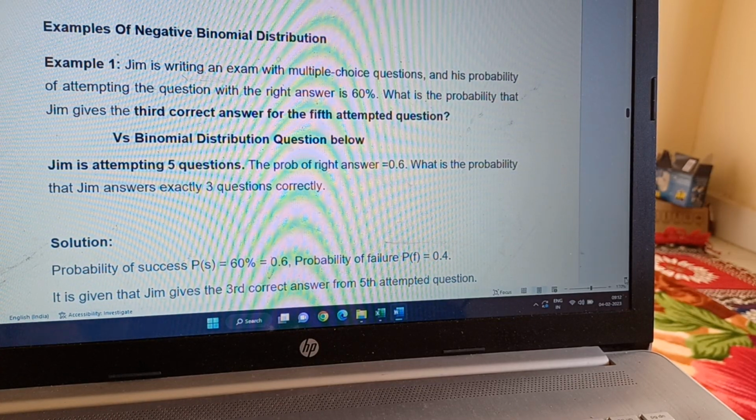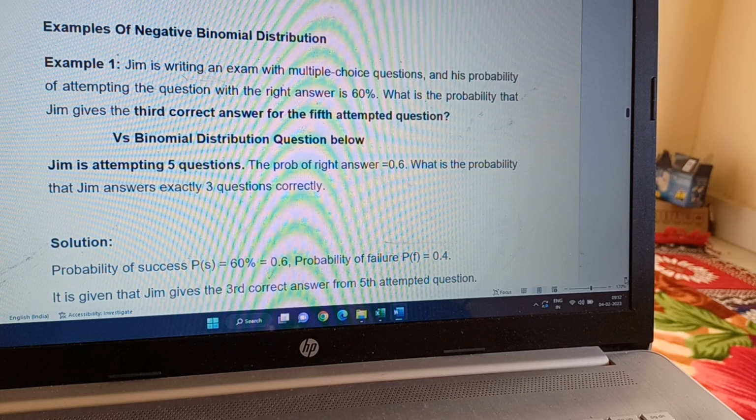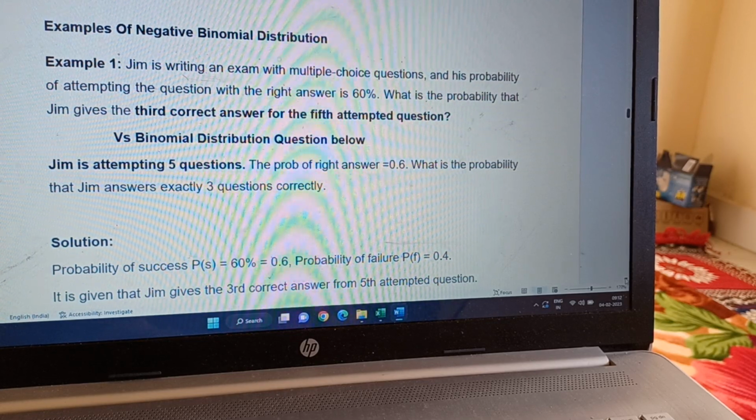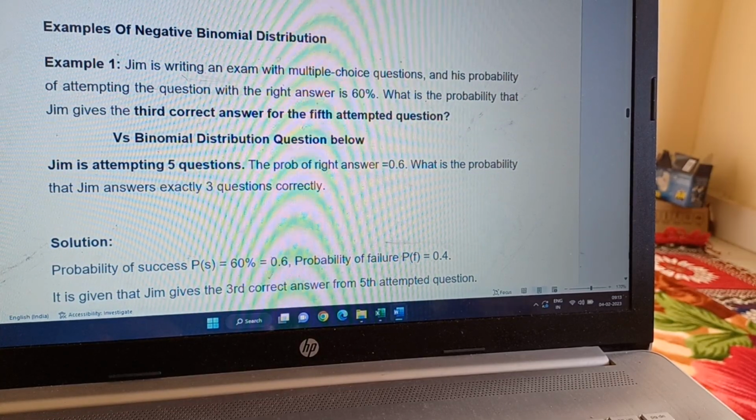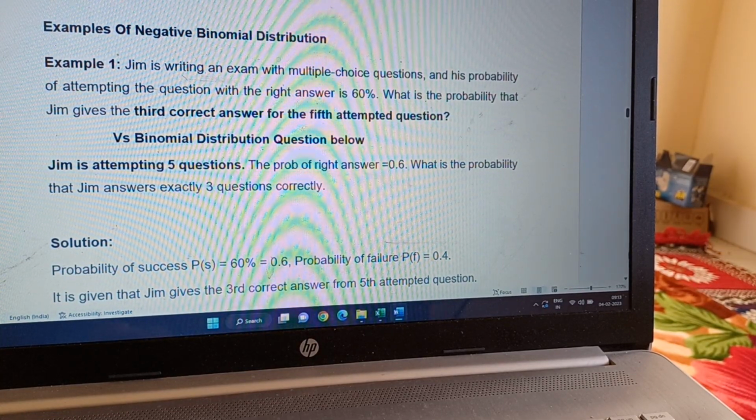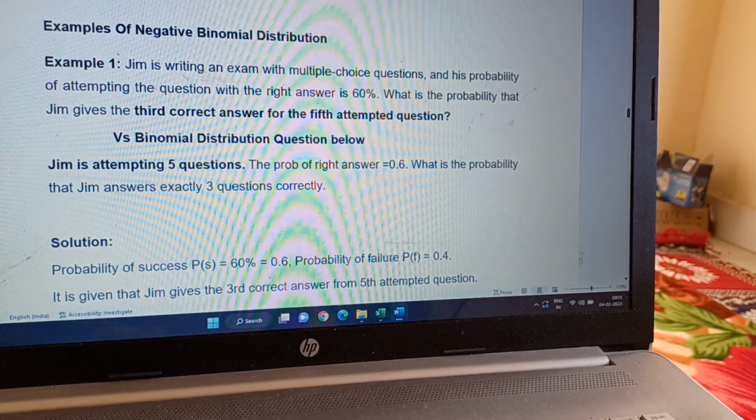And here is the example. Jim is writing an exam like you with multiple choice questions, and his probability of attempting a question with the right answer is 0.6. That means he is a better than average student, otherwise he would have got only 0.5. Now, what is the probability that Jim gives the third right answer for the fifth attempted question? Meaning third correct answer actually.